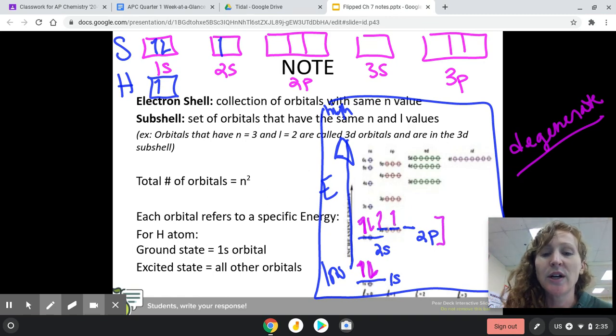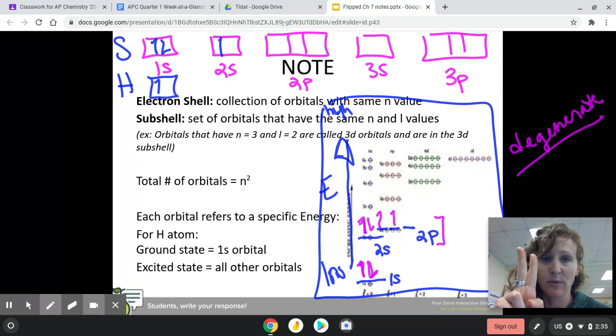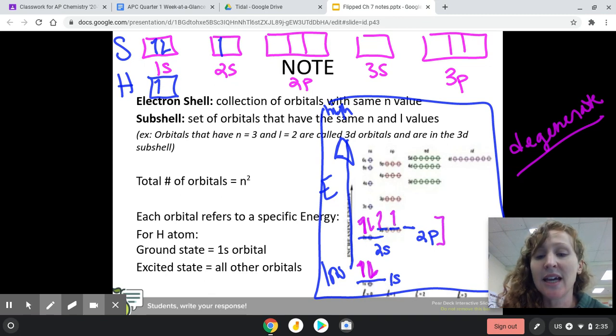And so if you just have those 6 electrons for carbon, then the 2 electrons that are going to go into the 2p orbital are going to go into different orbitals, not the same orbital. So let's keep going. Let's say we have oxygen. Oxygen has 8 electrons. So we go 1, 2, 3, 4, 5, 6, 7.